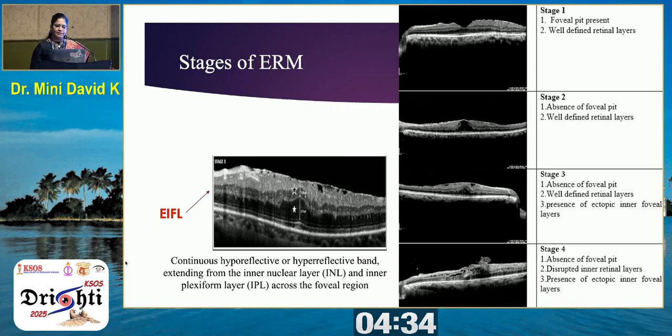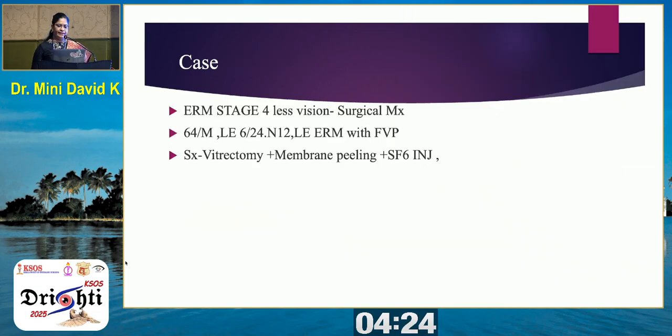Ectopic inner foveal layer is the continuous hyporeflective or hyperreflective band extending from the inner nuclear layer and inner plexiform layer across the foveal region. In this image, the black star indicates the Eiffel layer.